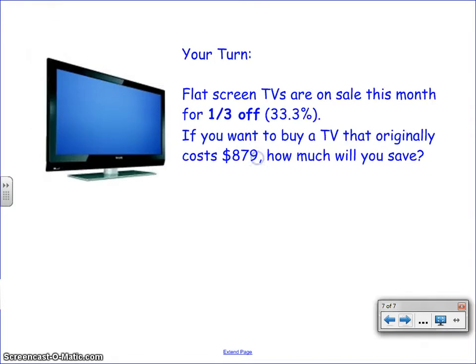All right. Here's a problem for you. You're buying a flat screen TV and they're all on sale this month for 1/3 off. 1/3 off is the same as 33%. 1/3 is the same as 33.3%. You want to buy a TV that originally cost $879. How much will you save? All right, show me your work, not just an answer, show me your work. And when you finish this problem, you have finished today's lesson.